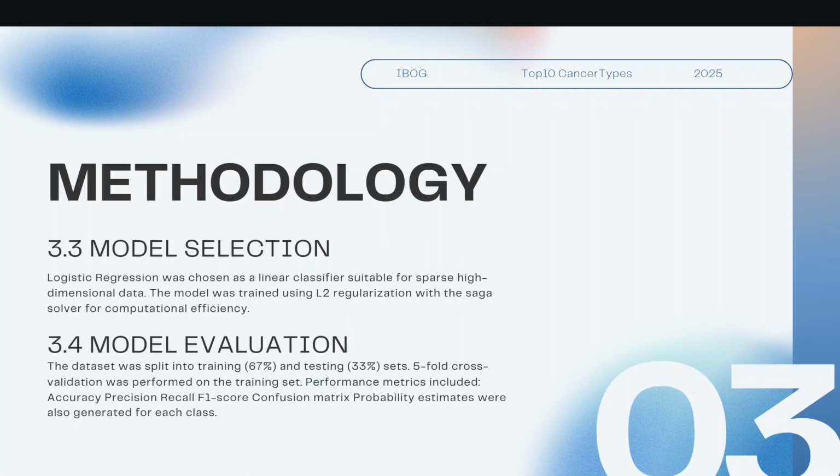Next was the model selection. As we thought before, logistic regression was chosen as a linear classifier for sparse high-dimensional data. The model was trained using L2 regularization with the Saga solver for computational efficiency.